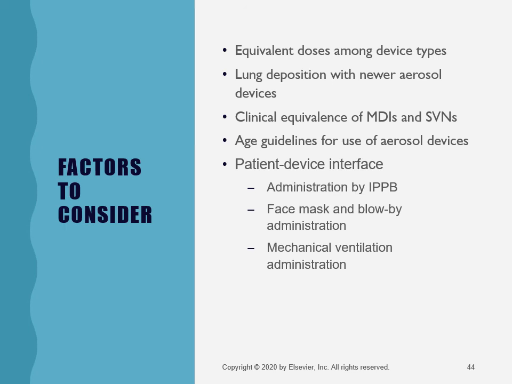That will depend. So mesh nebs, great for mechanical ventilators. Blow-by, you lose almost all the medication. A face mask is preferable for a nebulizer or a valved holding chamber with a young adult. And intermittent positive pressure breathing can give a bigger breath and help.